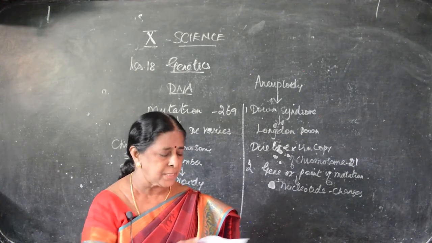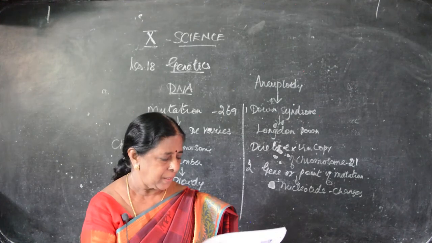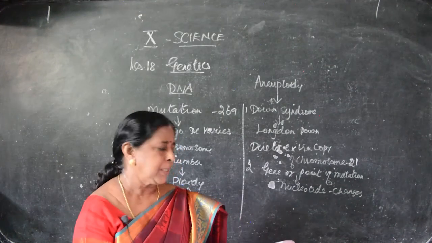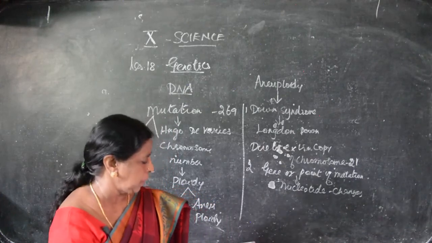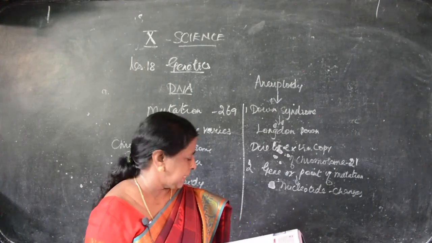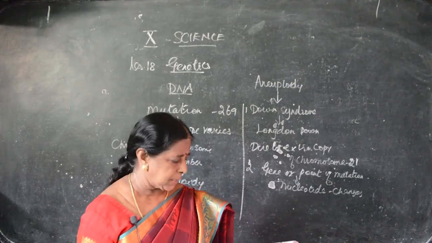And mutation, sudden changes, is known as what? Mutation. Further we divide it into euploidy and aneuploidy. There is no loss in euploidy, but because of aneuploidy there may be some diseases. What are the diseases I said? One is Down syndrome. It occurs only in children.